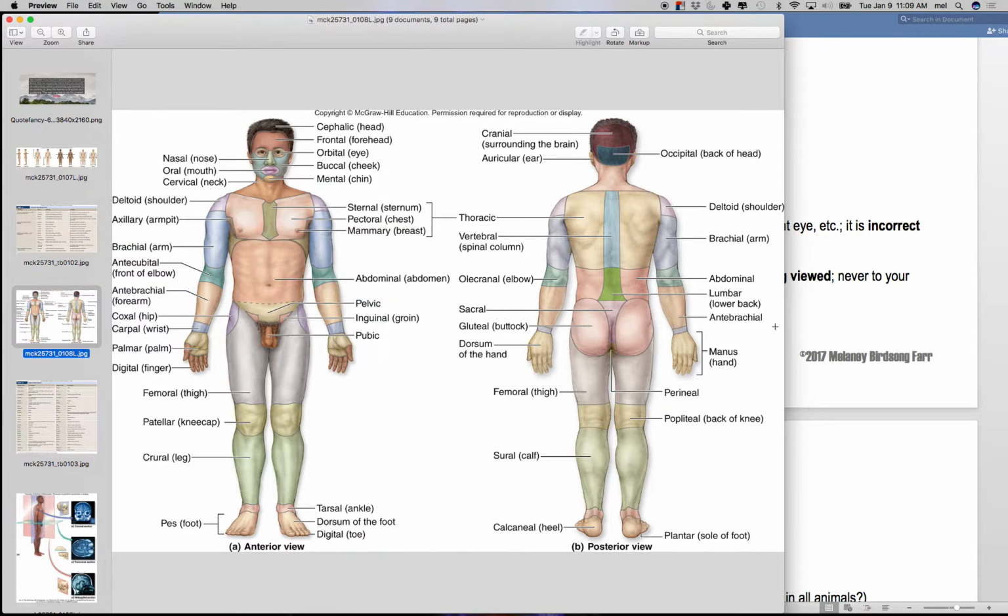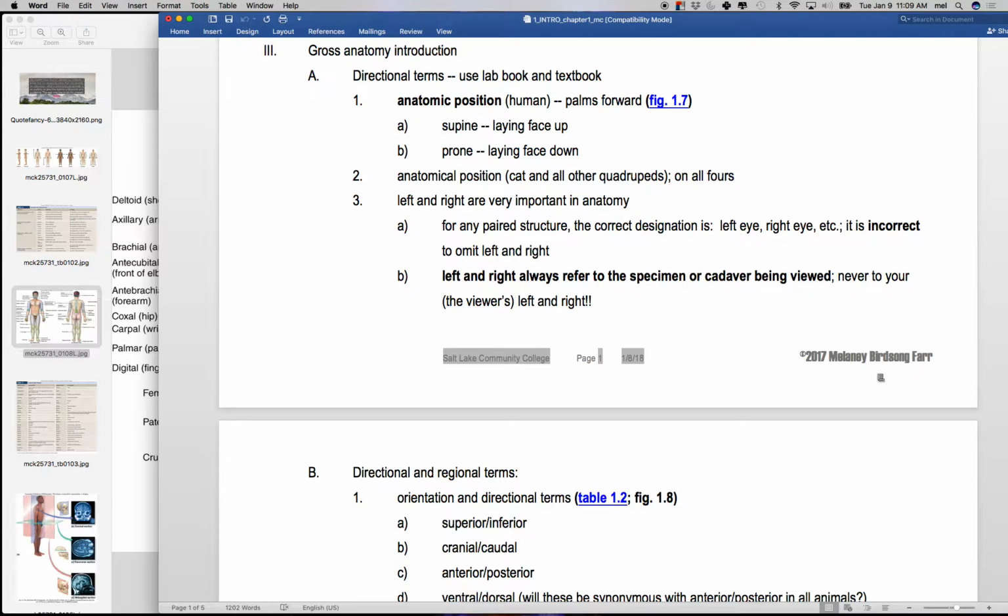So the deal is that regardless of how I change my position, I can do whatever I want with my body, this is still an anterior structure. This is still a posterior structure, regardless of the changing position of my body. So I don't care what you do with your leg, these are still the muscles of the anterior thigh, even if I'm flipped around. All right, so supine and prone.